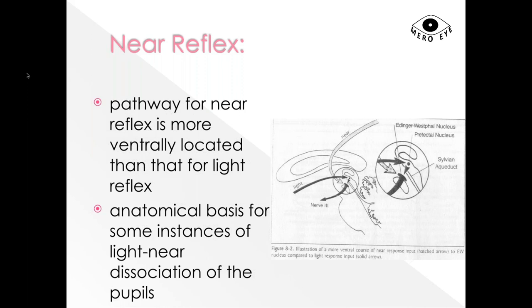So this is the anatomical basis for some instances of the light near dissociation of the pupil, which we'll be discussing in a while. The important thing to note here is that the pathway for the near reflex is located more ventrally than the pathway for the light reflex.